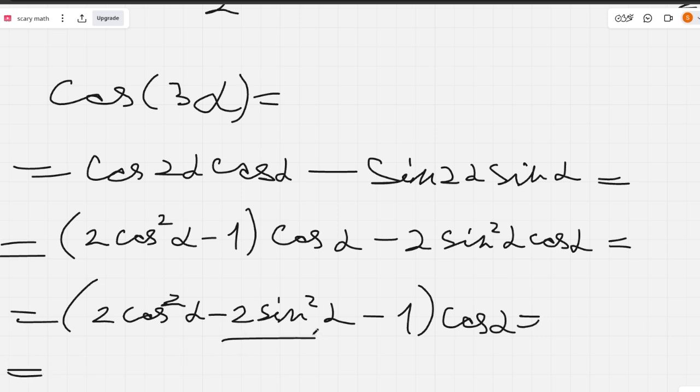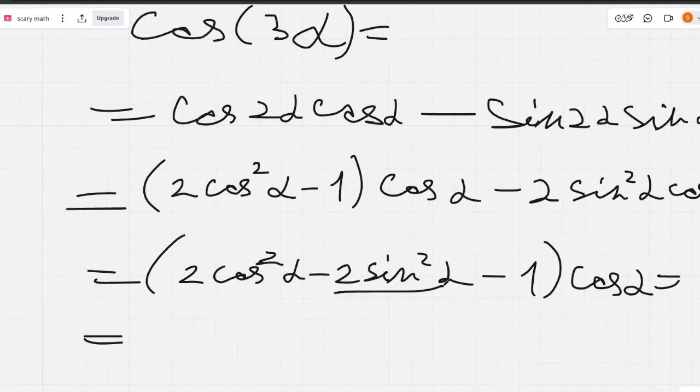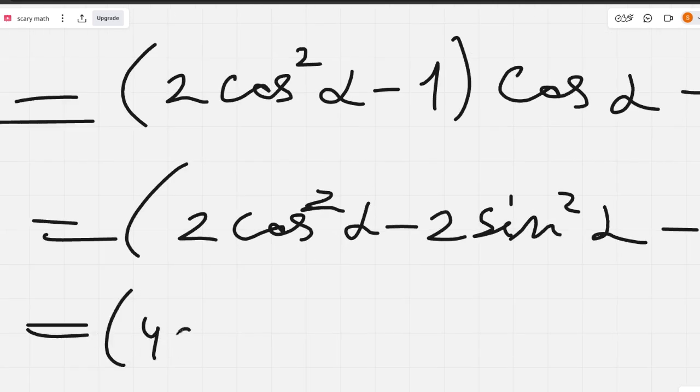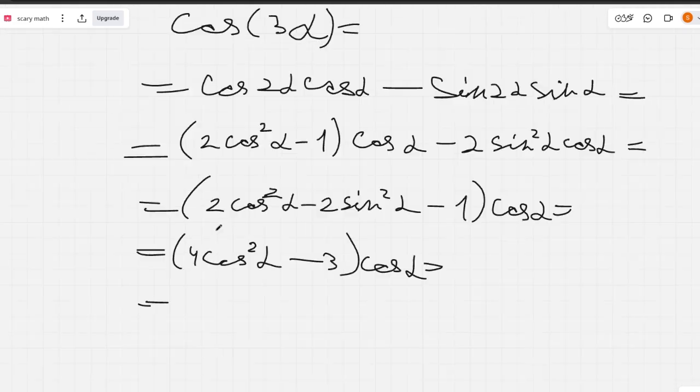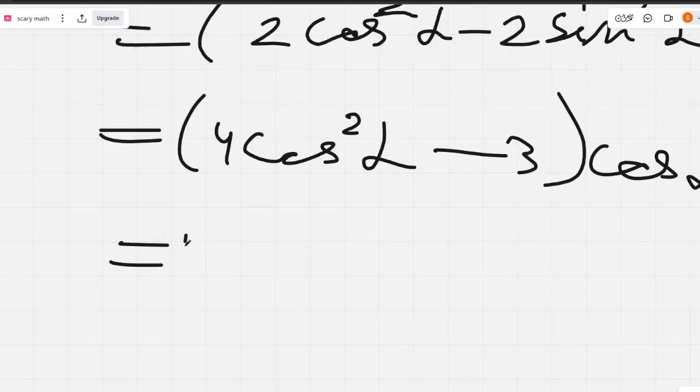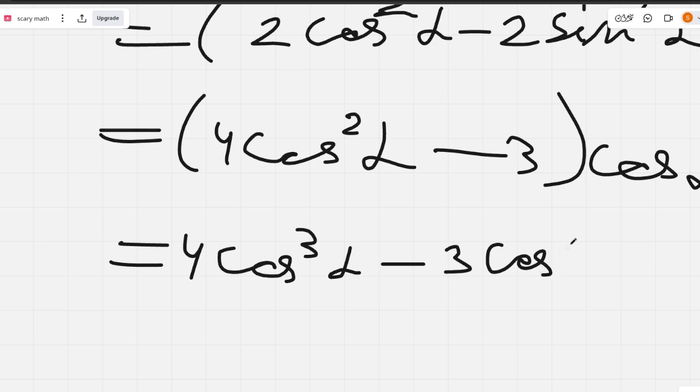Now this can be rewritten as 2 cosine squared alpha if we add 2 and then subtract it. So what we get is 4 cosine squared alpha minus 3 times cosine alpha. And what we get in the end is 4 cosine cubed of alpha minus 3 cosine of alpha.